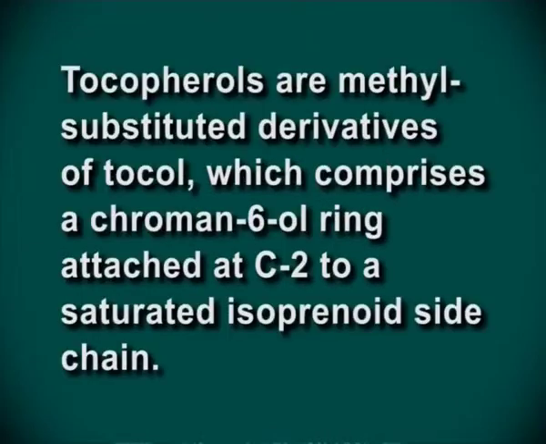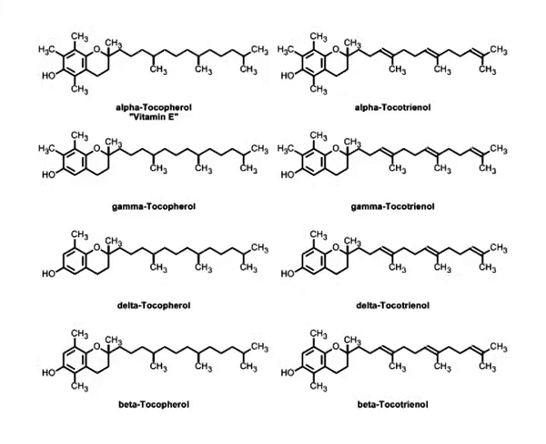Vitamin E. Tocopherols are methyl substituted derivatives of tocol, which comprises a chromanol ring attached at C2 to a saturated isoprenoid side chain. Tocotrienols are analogous structures whose side chains contain 3 trans double bonds. In nature, there are 4 tocopherols and 4 corresponding tocotrienols. These are designated as alpha, beta, gamma and delta according to the number and position of the methyl substituents in the chromanol ring.